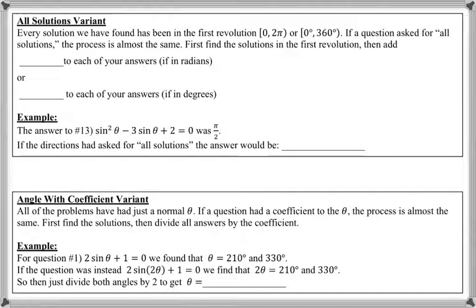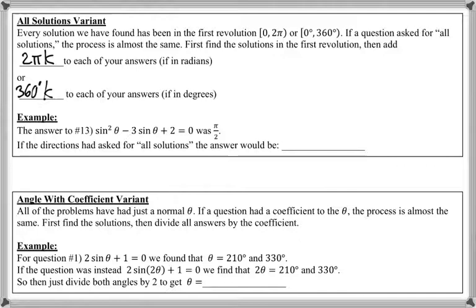We would first find all the solutions in the first revolution like we've been doing. But then we would add 2 pi k or 360k to each of our answers, depending on if it's in radians or degrees. And what this does is this accounts for all the coterminal angles.